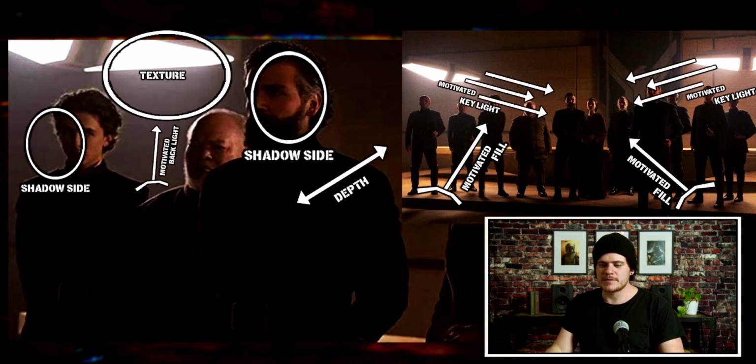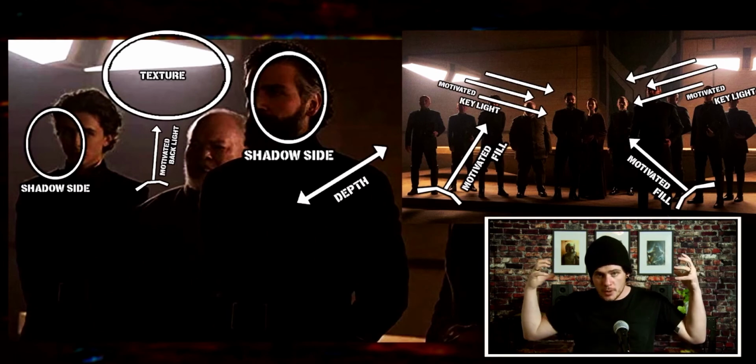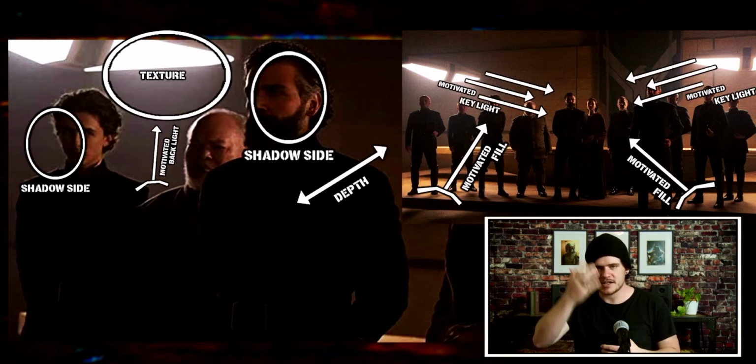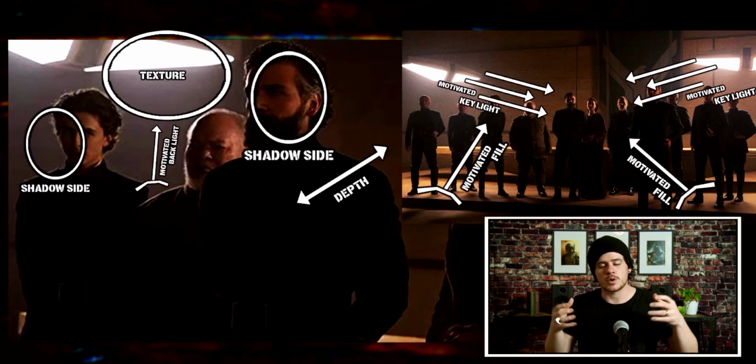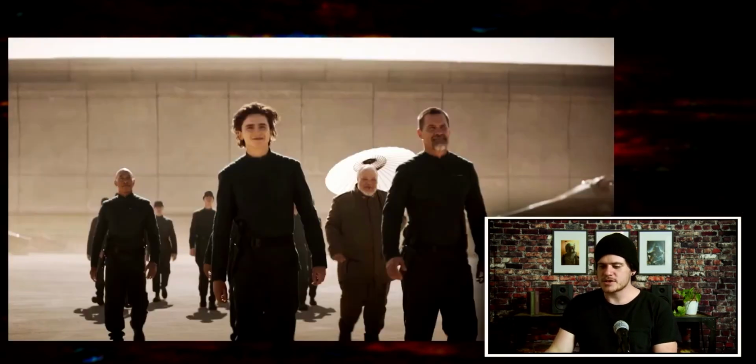You also have a little bit of motivated backlight, if you see below the texture circle, and that is using the key to backlight a few of these characters, like Paul. And then you have a little bit of motivated fill, because if those were the only light sources, then Leto would be in complete shadow on his face. I'm sure they put some light on them in production, but the motivation of that light is supposed to be the room as a whole, reflecting off the floor from those two light sources. So let's go to the next one.